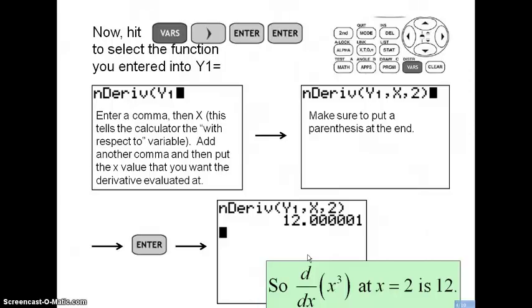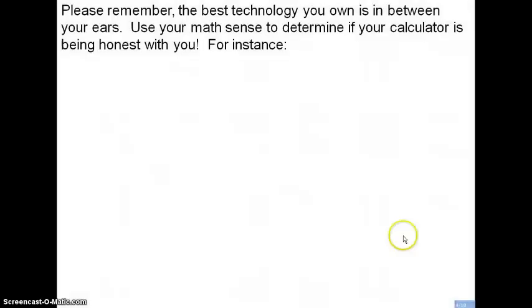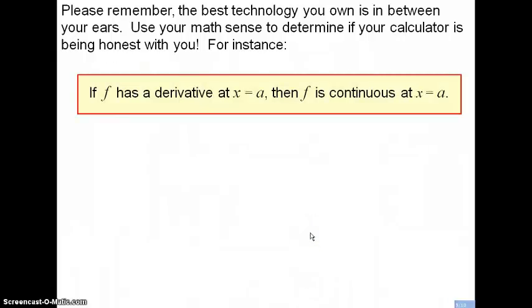X cubed is a polynomial function, fairly straightforward, nothing to be nervous about as far as is my calculator lying to me or not. For a polynomial function, your calculator is well able to show you what the derivative is at a point. But please remember, the best technology you own is in between your ears. Your math sense to determine if your calculator is being honest with you is impeccable, so trust your math instincts.